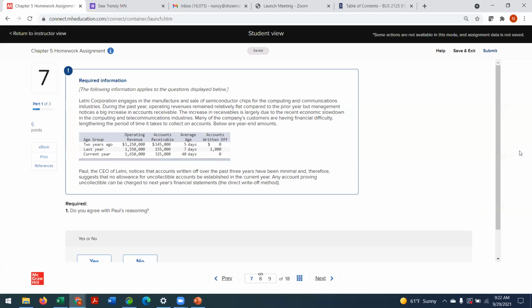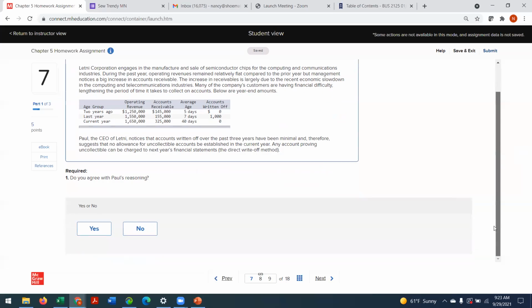Paul, the CEO of Lutney, notices that accounts written off over the past 3 years have been minimal, and therefore suggests that no allowance for uncollectible accounts should be established in the current year. Any account proving uncollectible can be charged to next year's financial statements, the direct write-off method, which we'll talk about. Do you think Paul's reasoning is right?